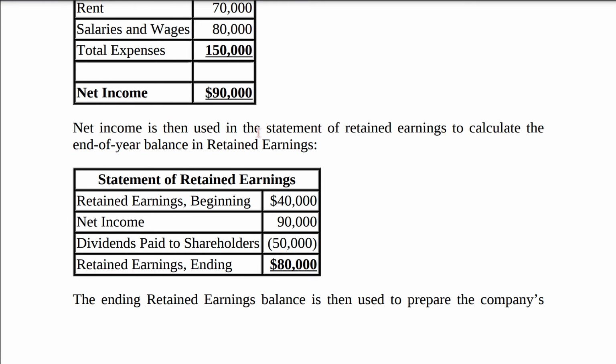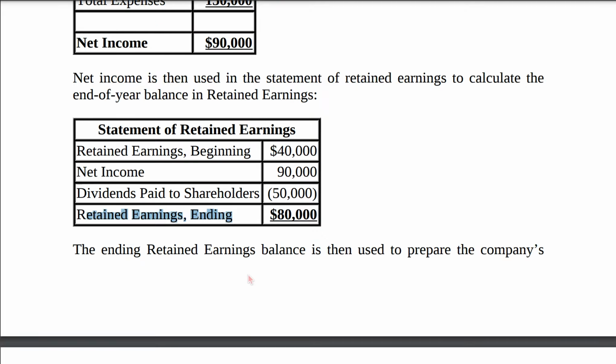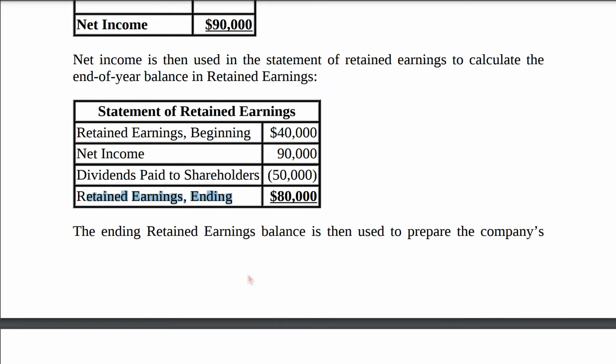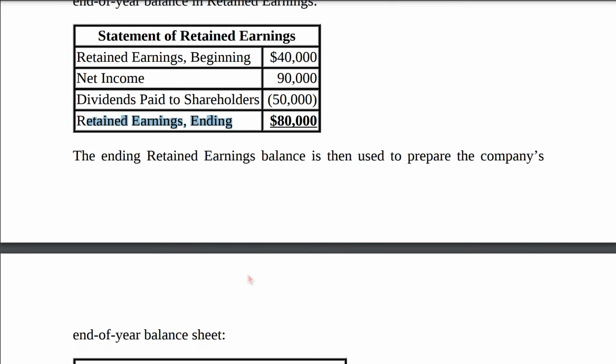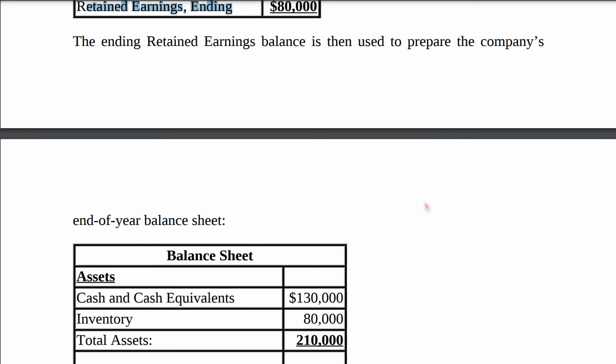Net income is then used in the statement of retained earnings to calculate the end-of-year balance in retained earnings. So retained earnings at the beginning was, for example, $40,000. Net income we have calculated just now, that is $90,000. Dividend paid to shareholders, for example, $50,000, and then the retained earnings at the end of the year was $80,000. This ending balance of retained earnings is then used to prepare the company's balance sheet.